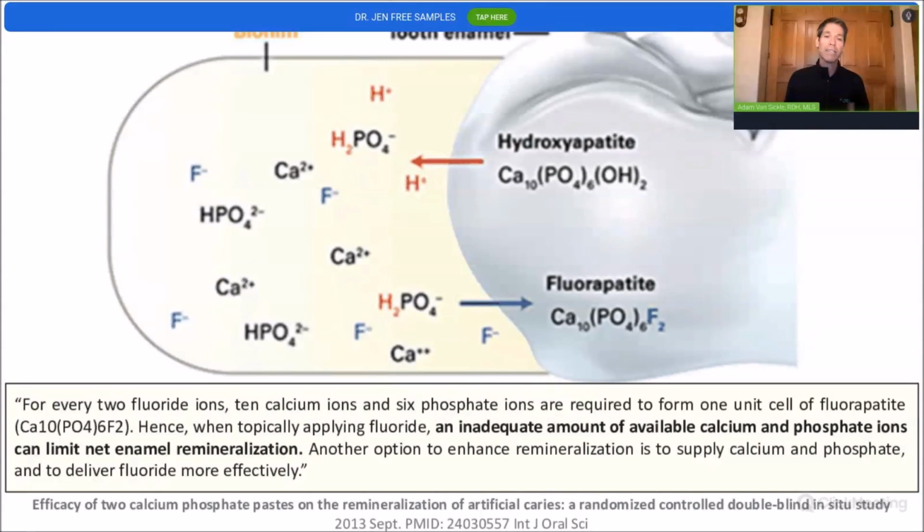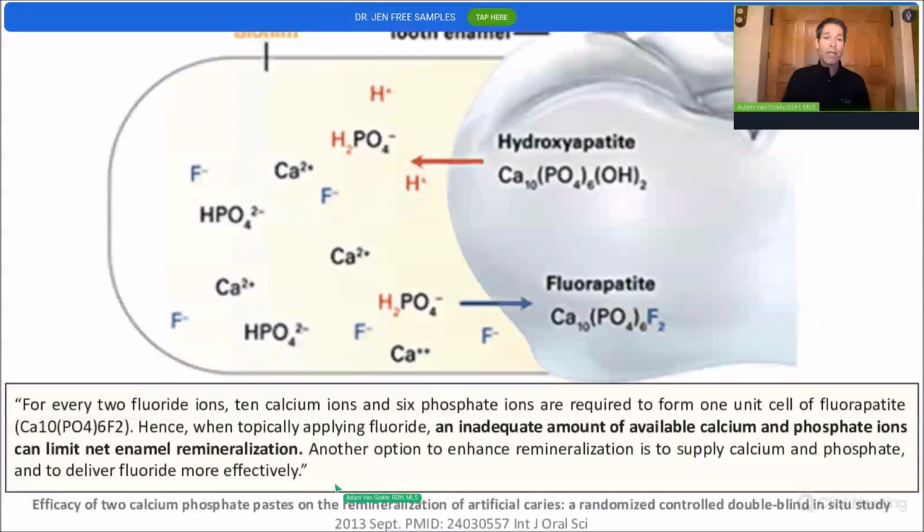However, what we're learning is that there is a biochemistry with fluoride that often doesn't get talked about. And this is a 2013 study that demonstrates that for every 2 fluoride ions, 10 calcium ions and 6 phosphate ions are required to form 1 unit cell of fluorapatite. So in order for us to get fluorapatite, we need saliva, and specifically the calcium and phosphate that is within that saliva.